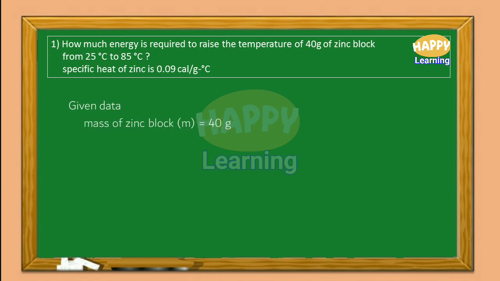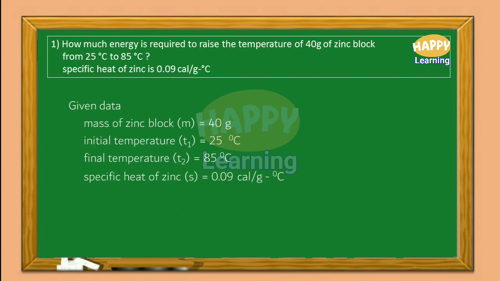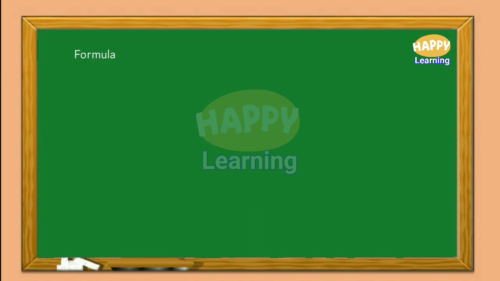Given data. Mass of zinc block M is equal to 40 gram. Initial temperature T1 is equal to 25 degrees Celsius. Final temperature T2 is equal to 85 degrees Celsius. Specific heat of zinc S is equal to 0.09 calorie per gram per degree Celsius. Heat energy required Q is equal to question mark.